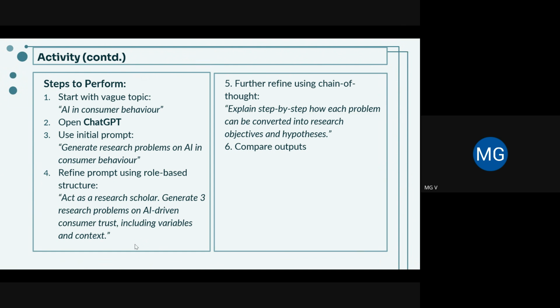Now, further refine using chain of thought. You can refine this further, making use of the next type, that is chain of thought. So what will you use? How will you use the prompt? Explain step by step how each problem can be converted into research objectives and hypotheses.